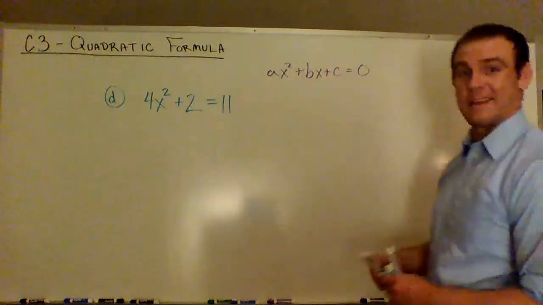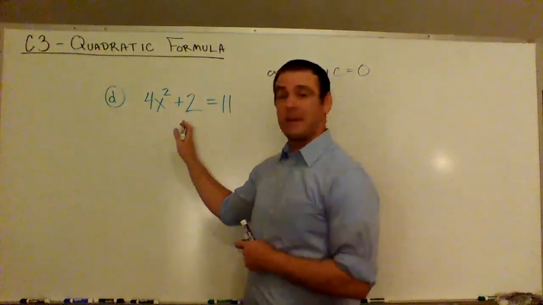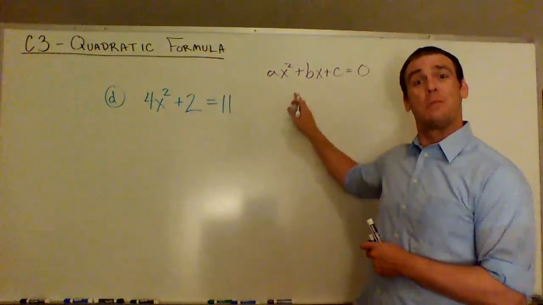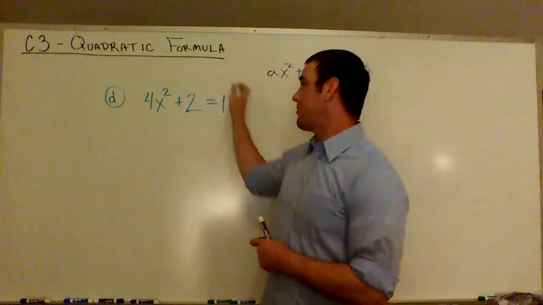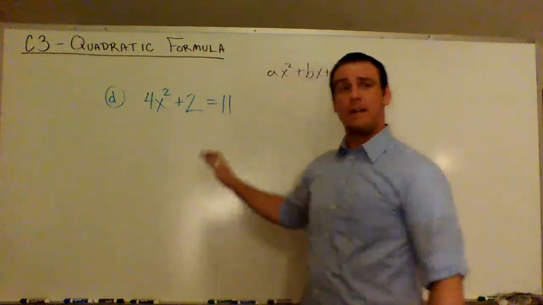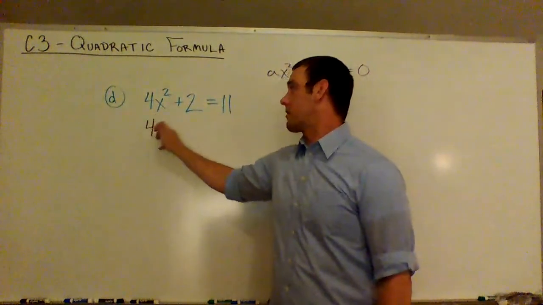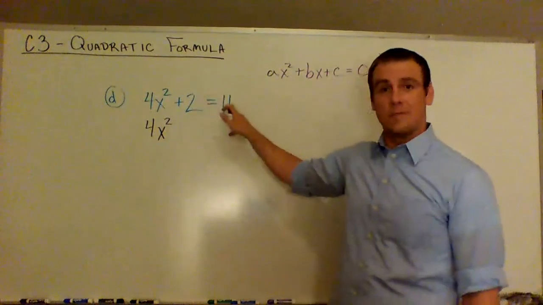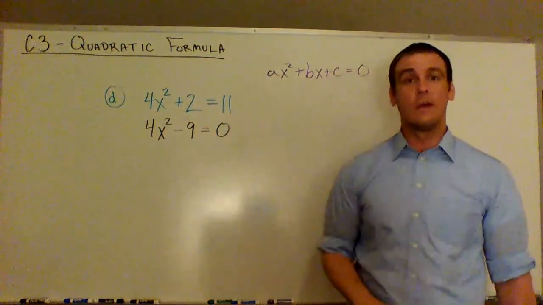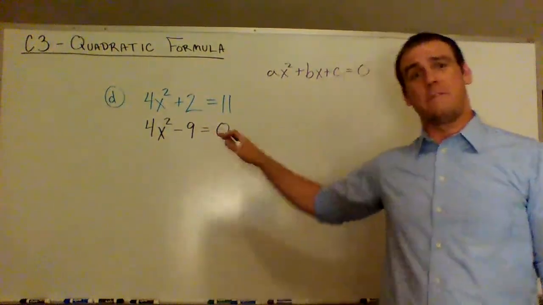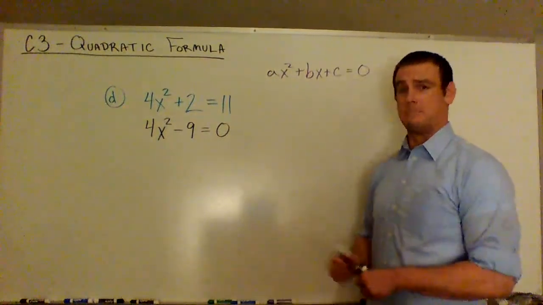All right, we're back. You gave it a whirl. Let's see how you did. So, I want to get this in the form ax squared plus bx plus c equals 0. That means I want to get everything over on my left side. Now guys, there's no x's. Okay, that's all right. We got 4x squared. 2 minus 11 is negative 9. Okay? Like I said, there's other ways to solve this problem. I want you guys to use the quadratic formula for all these. Today, anyways.